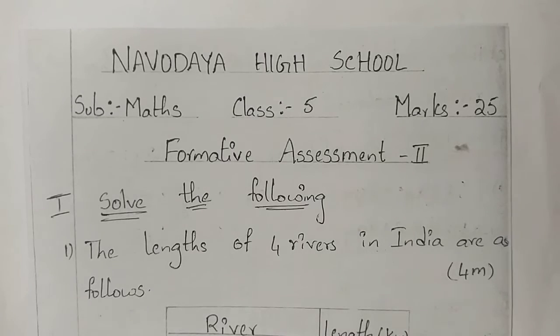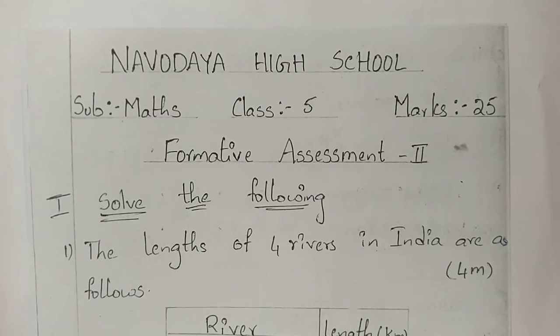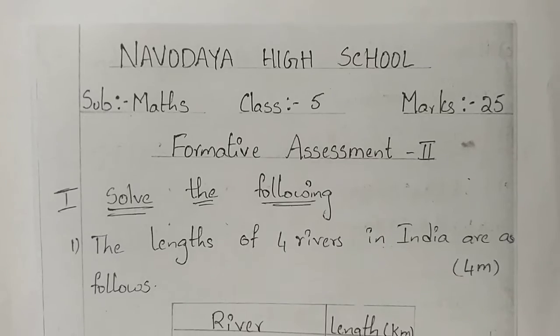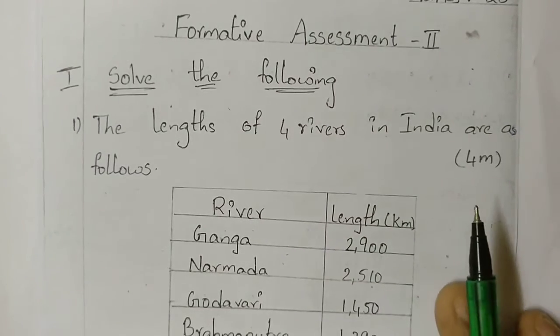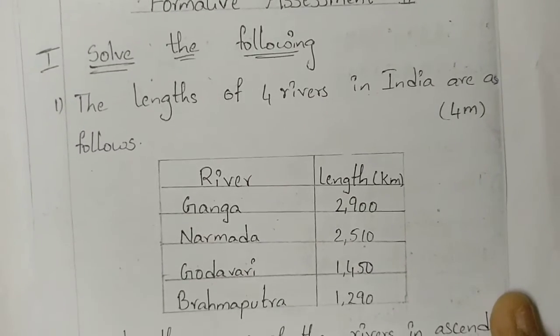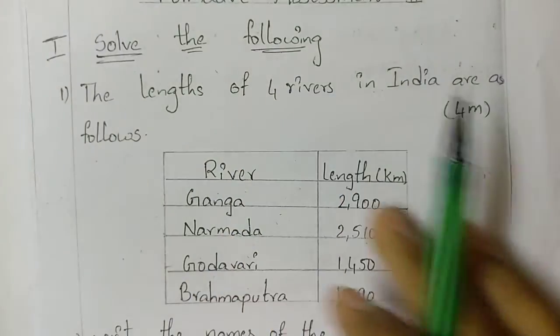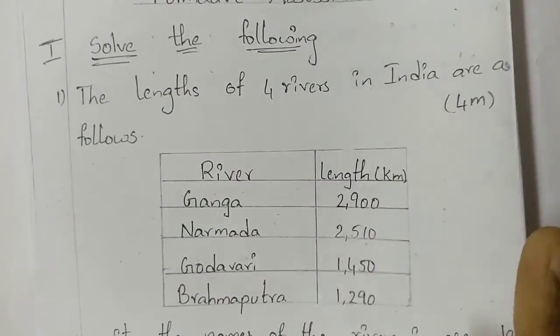Class, children. Now I am explaining your FA2 model paper, Nana. See the first Roman they have given. Solve the following. Okay, see the first Roman for sum.